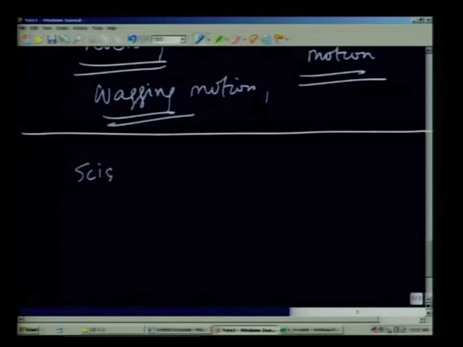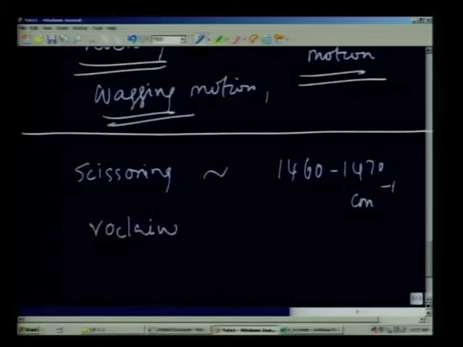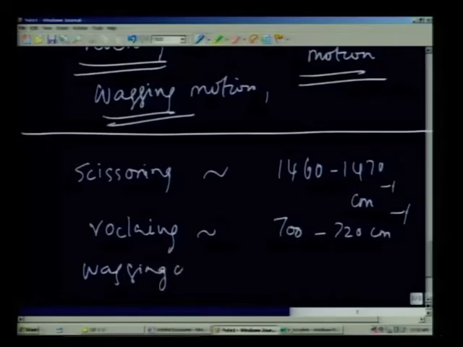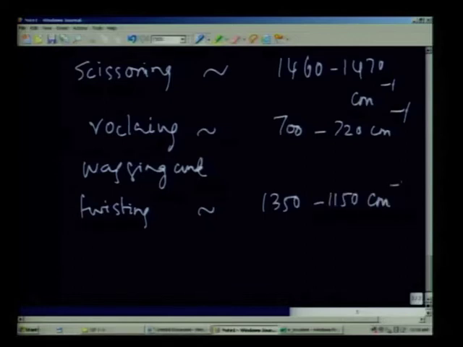Scissoring motions: the range is between 1460 to 1470 centimeters inverse. Rocking, very low frequency, about 700 to 720 centimeters inverse. Wagging and twisting, somewhere between 1350 to 1150 centimeters inverse. You have seen some of these examples in the previous case, but let me see if I can find one of those examples here.